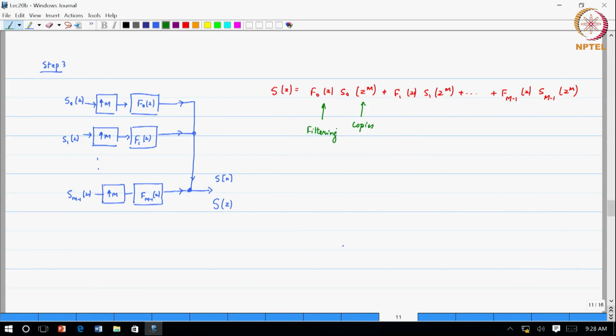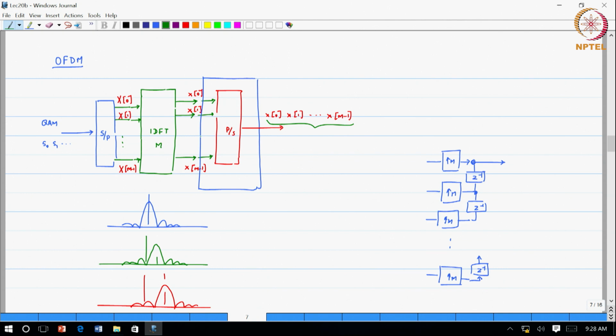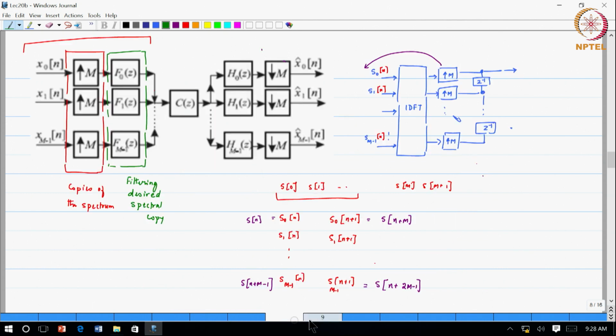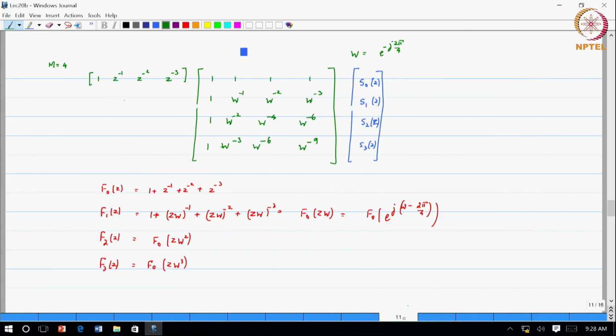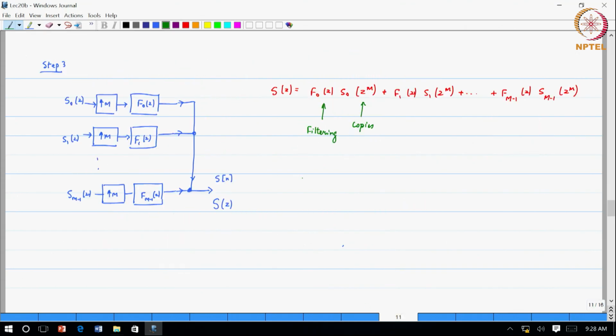What we have shown is that if you replace it with the OFDM type transmitter, IDFT followed by a parallel to serial conversion, that is the same as upsampling followed by the IDFT block, where the filters can now be represented in terms of the transfer functions that we just now showed. F0 of Z is 1 plus Z inverse plus up to Z power minus M minus 1, F1 of Z is equal to F0 of ZW, and so on. I won't repeat the rest of it. So, I hope this part of it is comfortable.